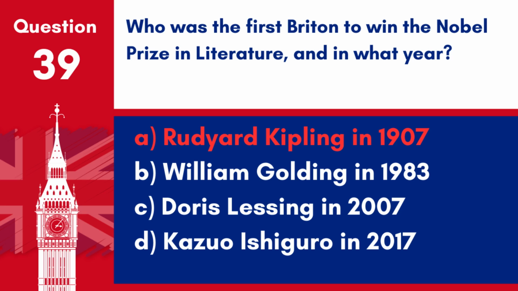Answer A. Rudyard Kipling in 1907. Rudyard Kipling was the first Briton to win the Nobel Prize in Literature, awarded in 1907.